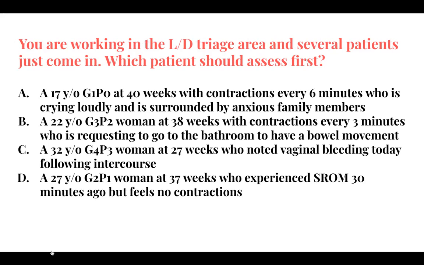So the answer is B. A multiparous patient in active labor with an urge to have a bowel movement will probably give birth imminently. She will need to be first assessed. The provider will need to be notified immediately, and she must be moved to a safe location for the birth. She should not be allowed up to the bathroom at this time.